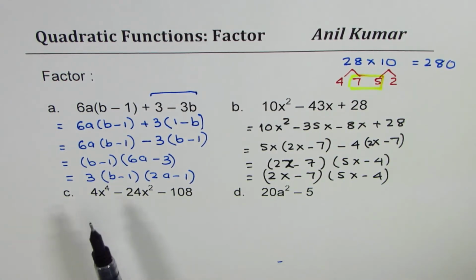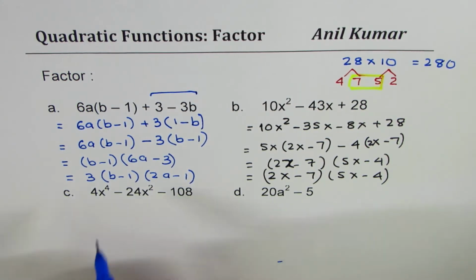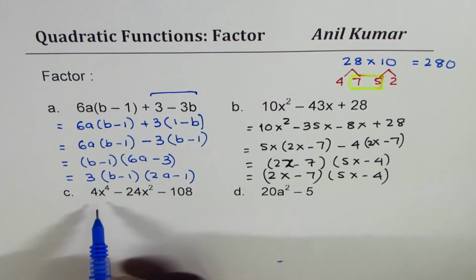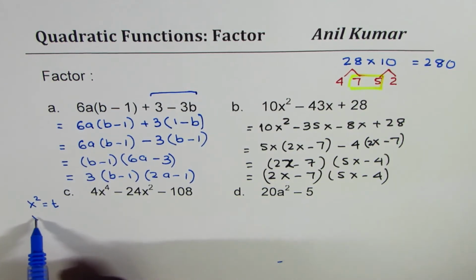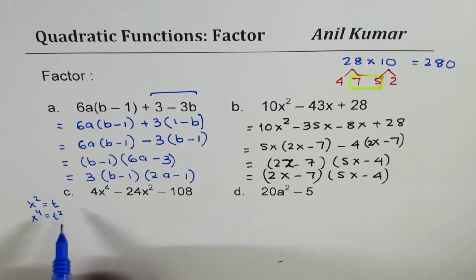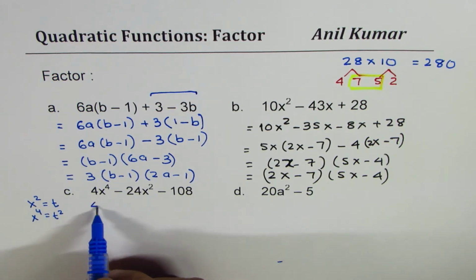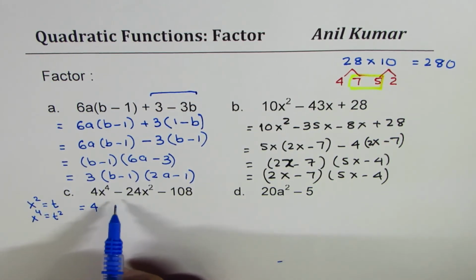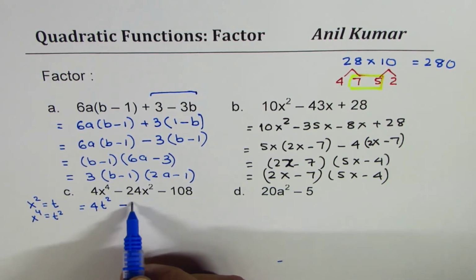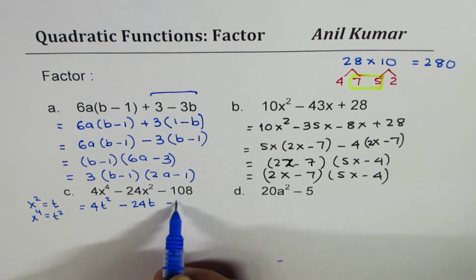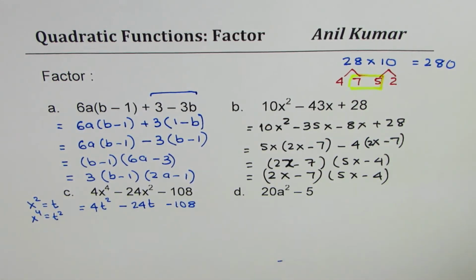Okay, so try this one. Here we have x to the power of 4, x squared and things like that. In such questions, we can make it quadratic by a simple substitution. Let x squared equal t, and then x to the power of 4 will be t squared. So if I do this substitution, I really get this expression as 4t squared minus 24t minus 108. So it becomes a quadratic expression, correct? And now we can apply the techniques learned to factor this one, correct?